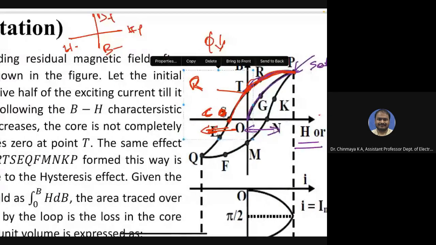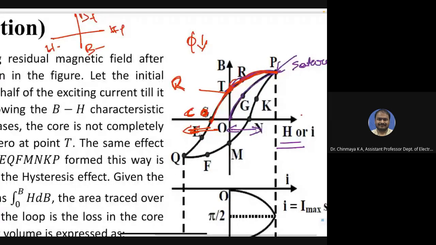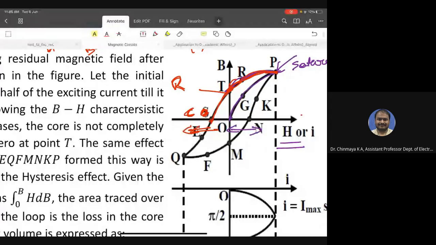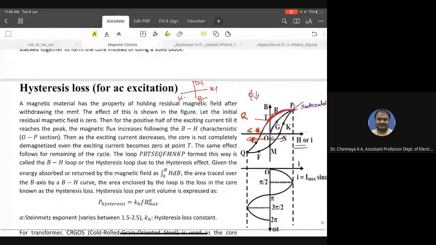If you keep on increasing the field intensity in the negative direction, the magnetic field lines will reach saturation on the negative side. This is negative saturation.